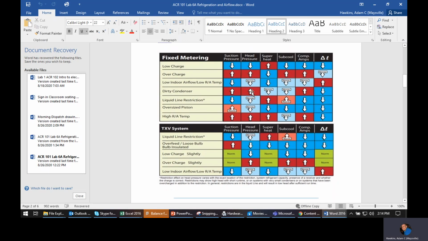All right, so you'll notice on both of these labs, both 6A and 6B, 6A is going to be more concerned with refrigeration and how airflow affects it, and then B is going to be how charge affects it, meaning how much refrigerant's in the system.